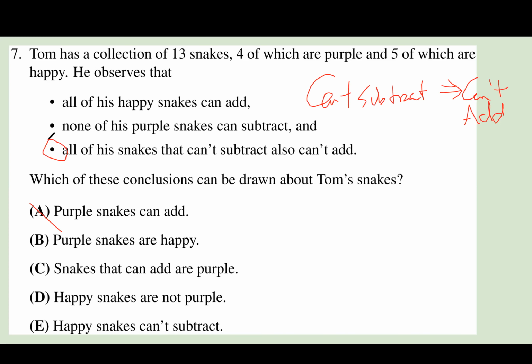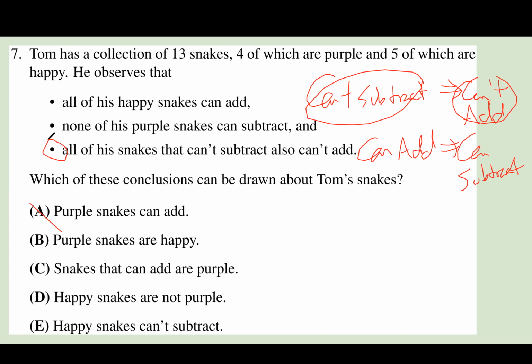But one thing you know is that if you have a statement like if P then Q, you also have what's called its contrapositive, which happens by basically switching them and negating both of them. So the switching and negating of can't subtract implies can't add would be can add implies can subtract. Which makes sense, because if you can't subtract, you can't add. So if you can add, then you must be able to subtract.